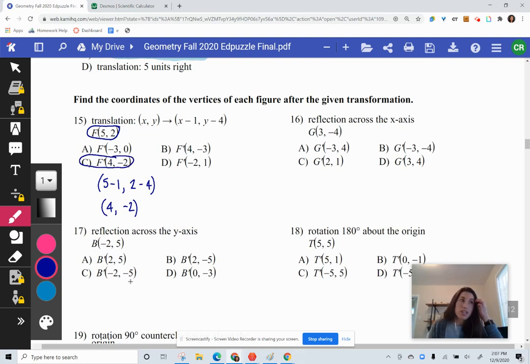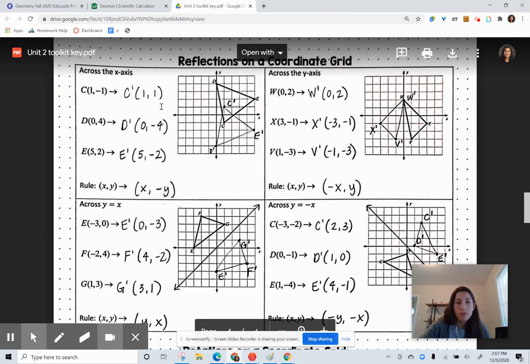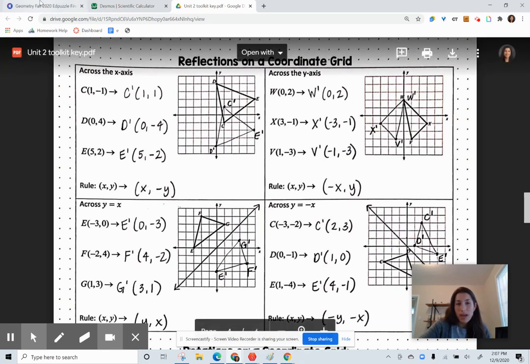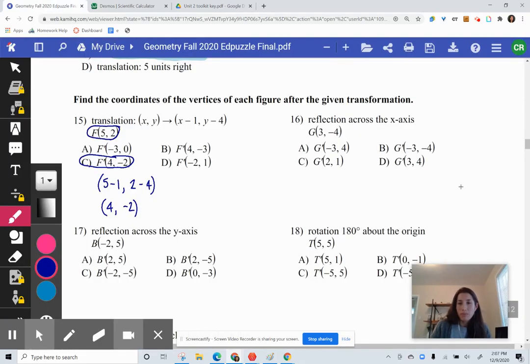Anytime we have a reflection on the x-axis, remember if we look in our toolkit, I will move this over here really quickly. So we have some of those specific rules for reflecting. So reflecting on the x-axis, the x coordinate stays the same and the y coordinate becomes negative. So x comma negative y. So we can write that rule down here.